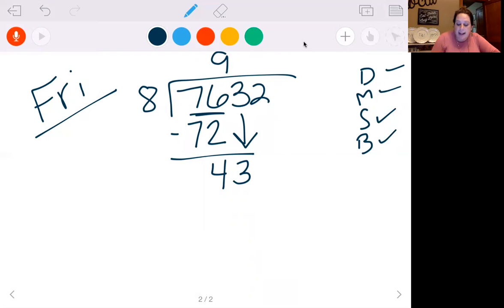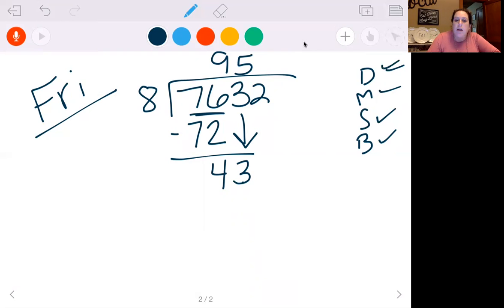Now I'm going to divide and see how many times 8 goes into 43. So let's go back to our facts. 8 times 4 is 32. Too little or too small. 8 times 5 is 40. That gets me pretty close. So I'm going to put my 5 above the next number at the top, the 3.